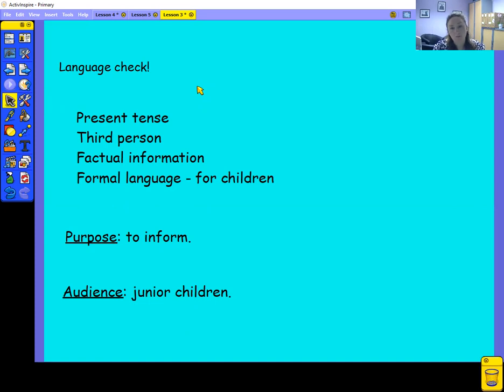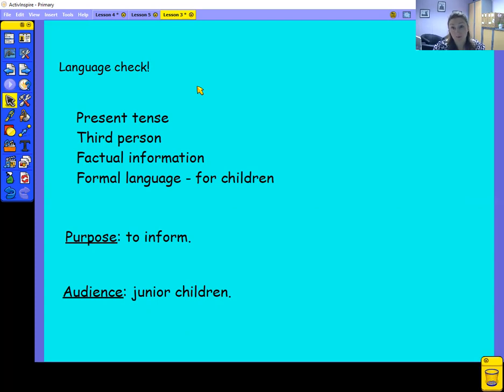But what I want you to do now is to go through your writing and check all of these things. Have you written in the present tense? Have you used third person? Make sure there's no I or we or me there. Have you given factual information? Not just that you think something, that's an opinion, you've given factual information. And have you made your language formal? It's still got to be appropriate for children, but it shouldn't be too chatty. It's not as if you know the audience personally, you've got to give formal language, okay?